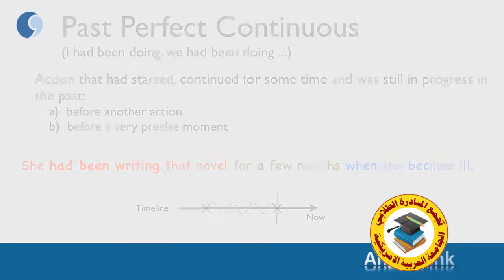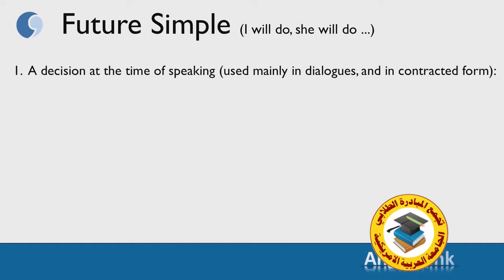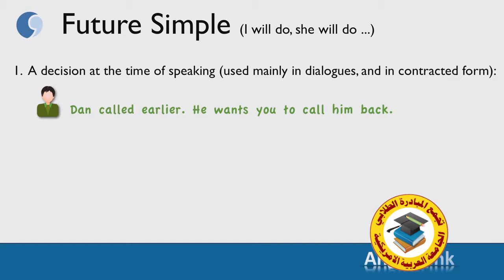Okay, moving on to future tenses now and starting with future simple. As you will remember, there are two main usages. The first one is a decision at the time of speaking, and this is used mainly in dialogues and it's best to use the contracted form. For example, someone says, Dan called earlier. He wants you to call him back. Reacting to this sentence, the listener will say, Okay, I'll call him as soon as I can.